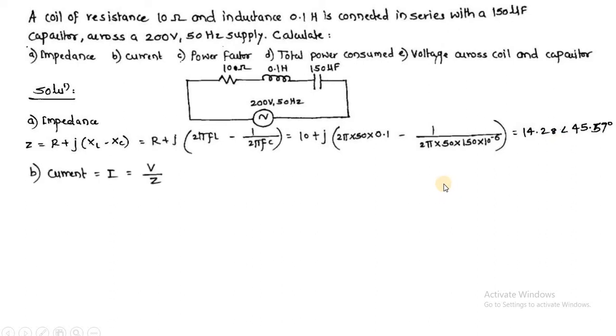So the next parameter is current. I is equal to V upon Z, that is 200 at an angle 0 degree, and Z is 14.28 at an angle 45.57 degree. So the answer of I is 200 divided by 14.28, which gives 14, and the angle subtraction, 0 minus 45.57, gives the angle minus 45.57 degree.